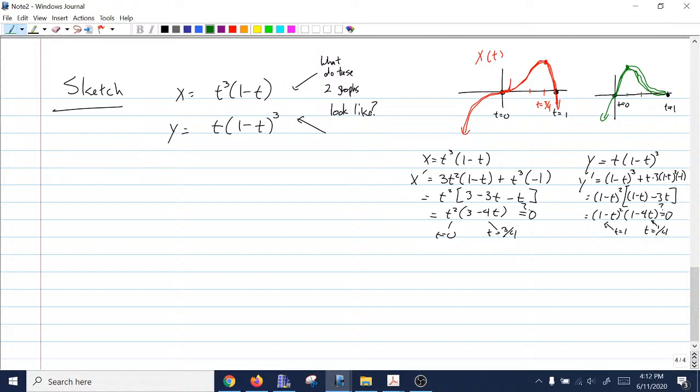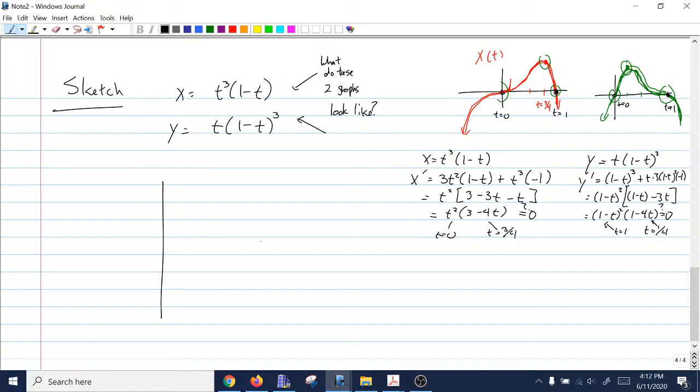Is this a local minimum? I try plugging in a number bigger than 1. If I plug in 2, I get a positive and a negative cubed. I'm going to be negative after that. Okay. So I got a bunch of points that are relevant. It looks like t equals 0, t equals 3/4, t equals 1, and t equals 1/4 are relevant points for our graph, where either we pass through an x-axis or a y-axis, or we turn around, either in the x direction or the y direction.